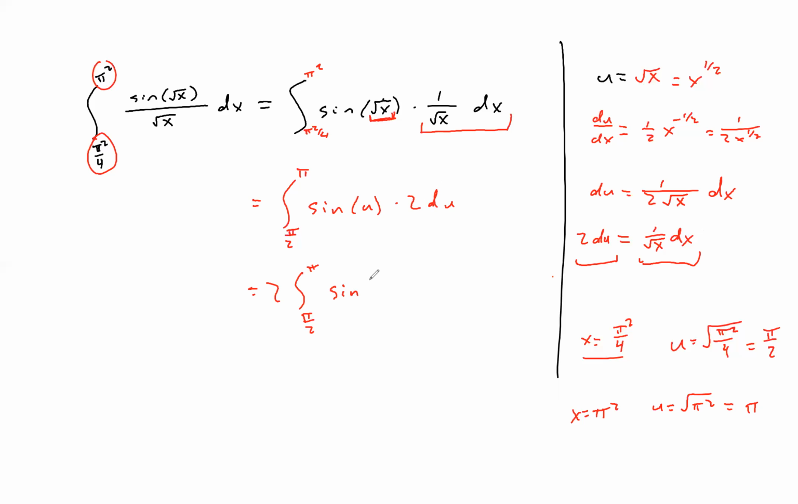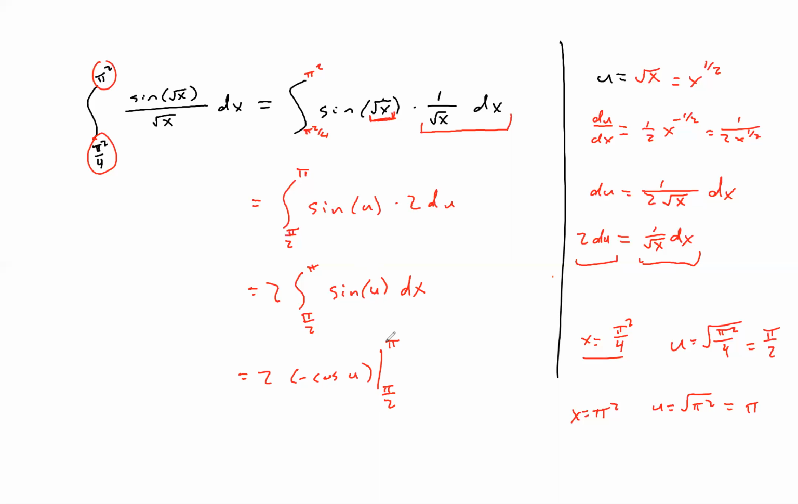And now this is a very basic antiderivative. You do still have to be careful though. We know that the derivative of sine is cosine, but we're not doing the derivative, we're doing the antiderivative of sine. So we have to think backwards. What do I take the derivative of to get a positive sine? So I would actually need a negative cosine here. 2 times negative cosine of u, evaluated from pi over 2 to pi.